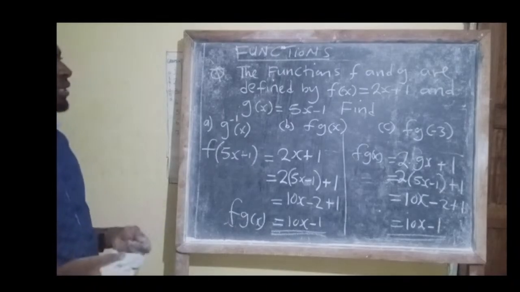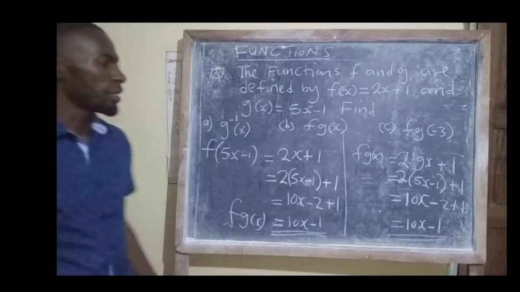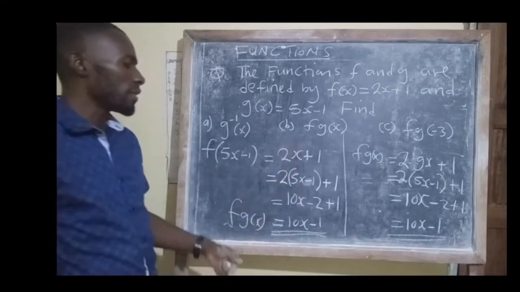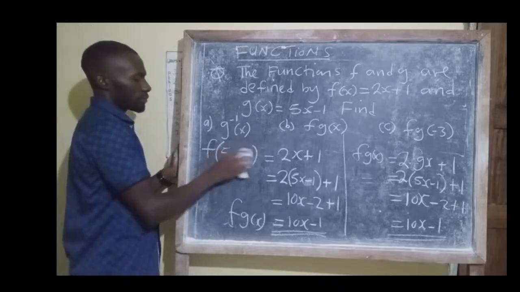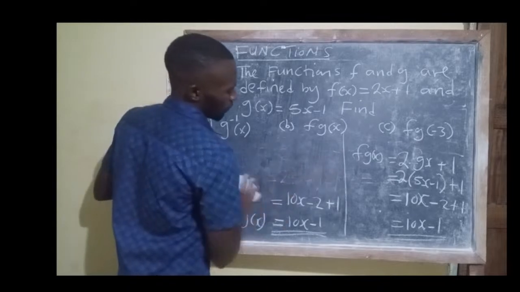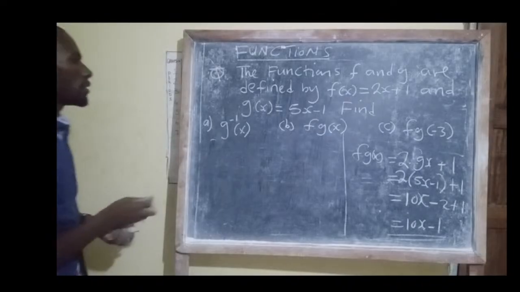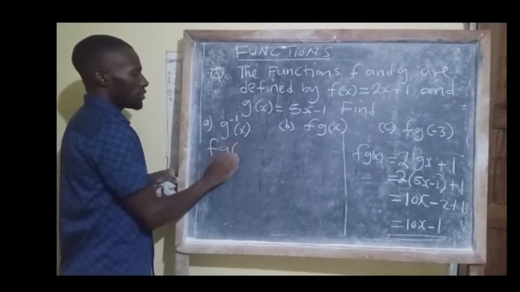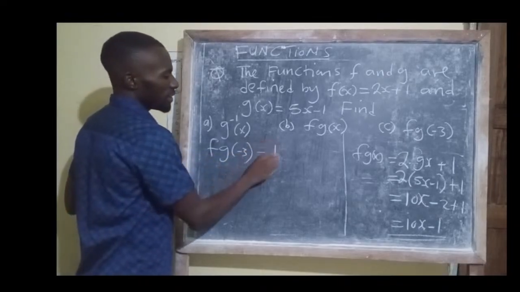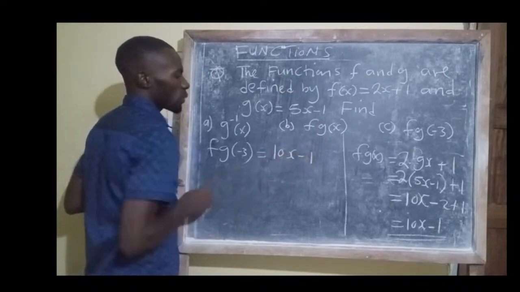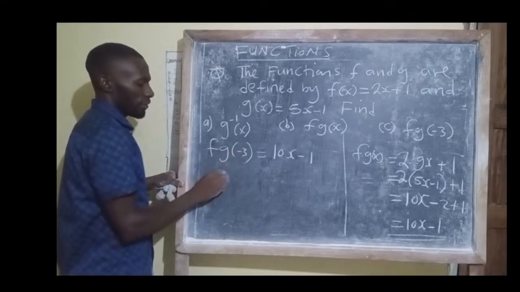Okay, then the last question, they are asking us to find the fg of negative 3. So this simply means in your equation, where there is an x, you replace it with a negative 3. Okay, so fg of negative 3. We know that our fg of x is 10x minus 1. So this simply means where there's x, we are going to replace it with negative 3.